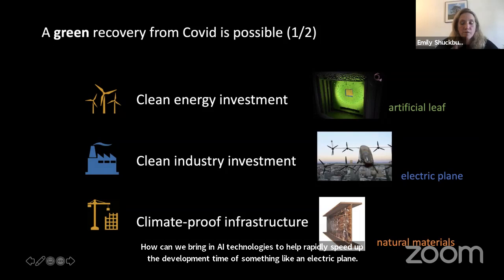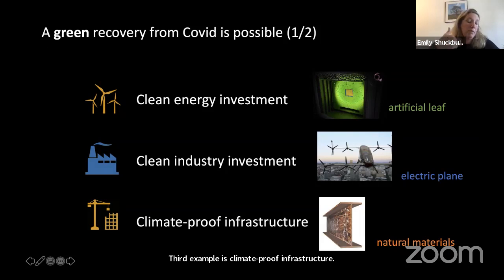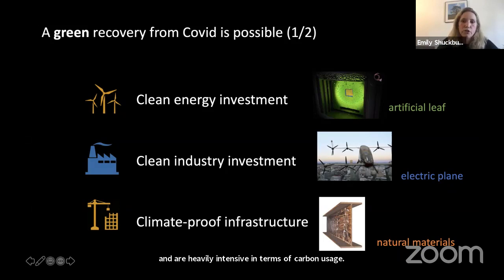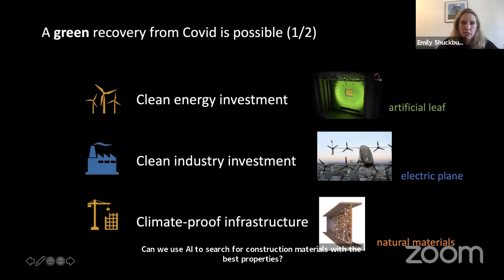The third example I have here is of climate-proof infrastructure. So I already mentioned cement and steel production, which are critical to the development of infrastructure, are heavily intensive in terms of their carbon usage. Can we look to develop new natural construction materials, for example? Can we use AI to search for what those construction materials with the best properties might be and help in their development cycle associated with that?